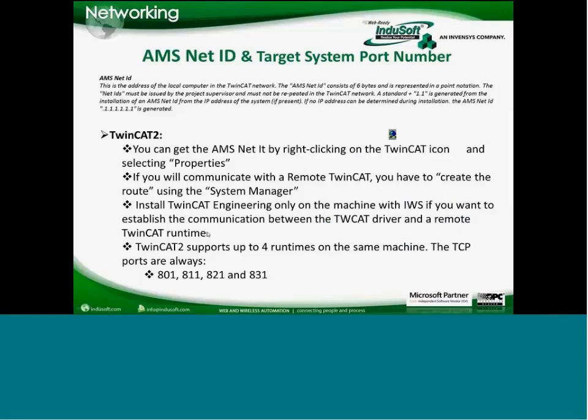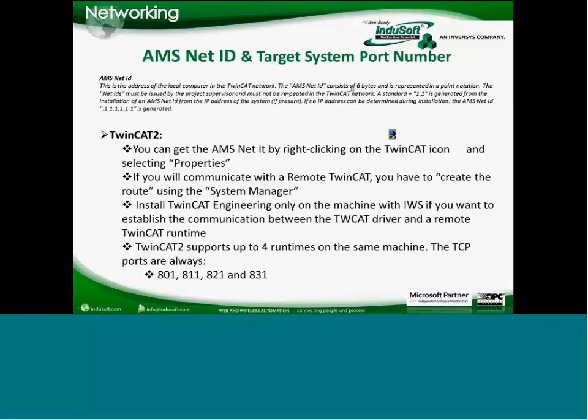And finally, TwinCAT 2 supports only 4, and "only" is a little bit ironic, but 4 PLC runtimes on the same system, on the same machine. And the ports back then were not configurable. So if you're going to talk to the first PLC, the TCP/IP port number is going to be 801, and then 811, 821, 831. Using Web Studio, you can talk to all of those as well. So the first thing to communicate with Web Studio and TwinCAT is knowing the AMS Net ID and the target system that you want to communicate with.